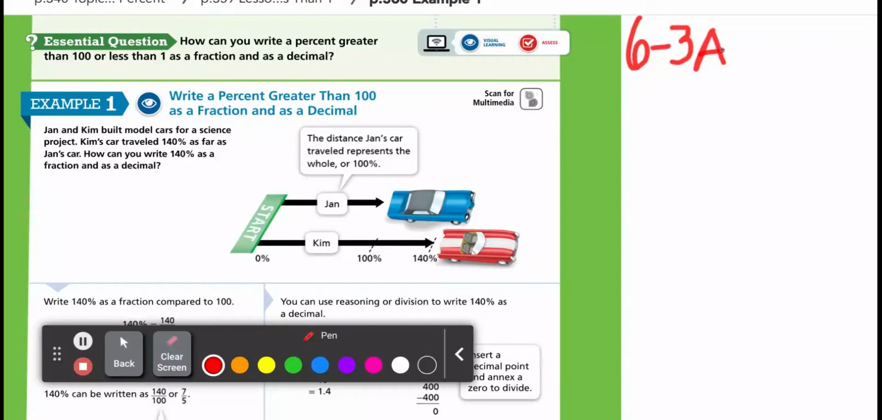This is lesson 6.3a. We are going to be writing percents that are greater than 100 or less than 100 as fractions and as decimals. So let's start by looking at example 1 here.